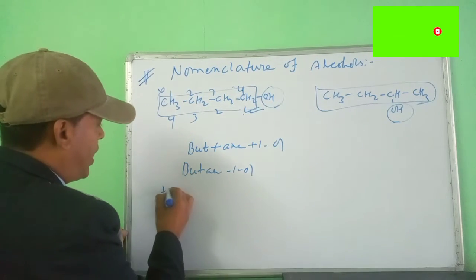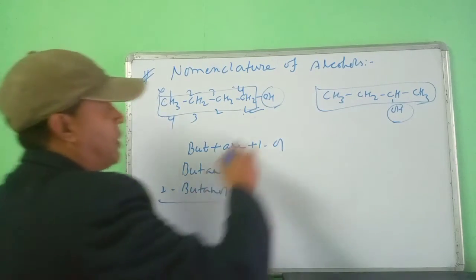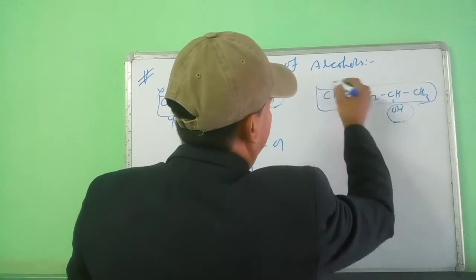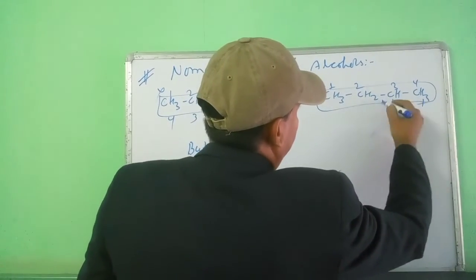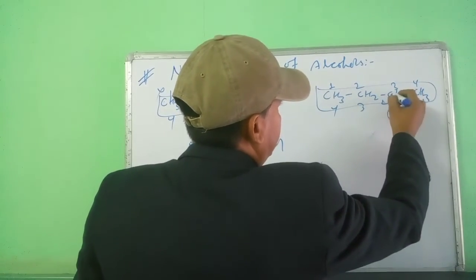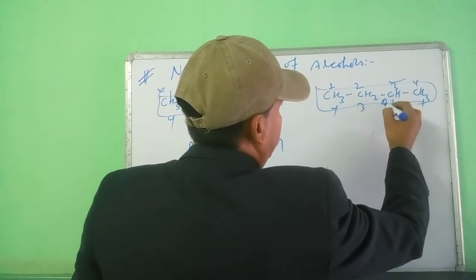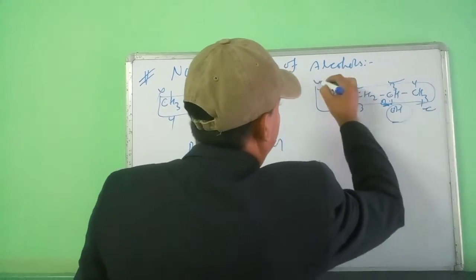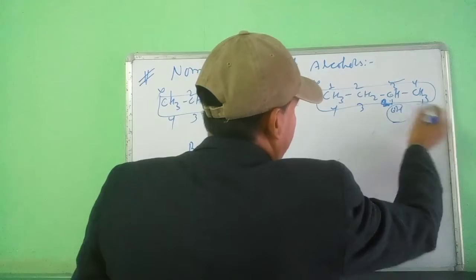Now 1-butanol. This way we can write 1-butanol. But now, with the same formula, the position of OH changes. Numbering the carbon 1, 2, 3, 4, again right to left. When numbering left to right, the position of the OH in the parent chain is 3, but right to left the position of OH is 2. Second position, so 2 is the lowest number compared to 3. So right to left is the correct way of numbering the carbon atoms, and left to right is the incorrect way.